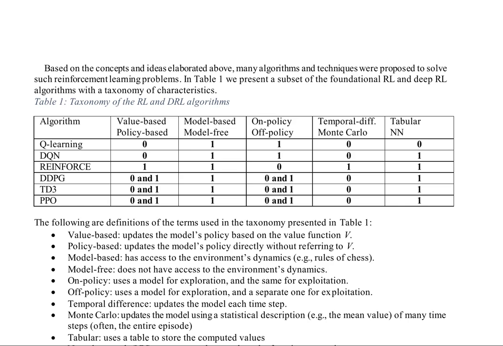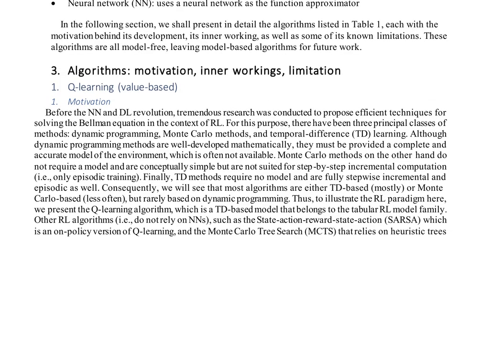Based on these concepts, various algorithms and techniques have been proposed to solve reinforcement learning problems. Table 1 presents a taxonomy of foundational RL and deep RL algorithms, including Q-learning, DQN, REINFORCE, DDPG, TD3, and PPO. These algorithms are categorized as value-based, policy-based, model-based, or model-free, and can be on-policy or off-policy. The following section will present each algorithm in detail, including their motivation, inner workings, and limitations.